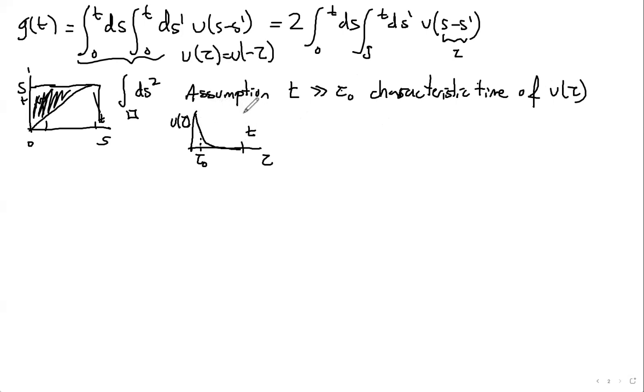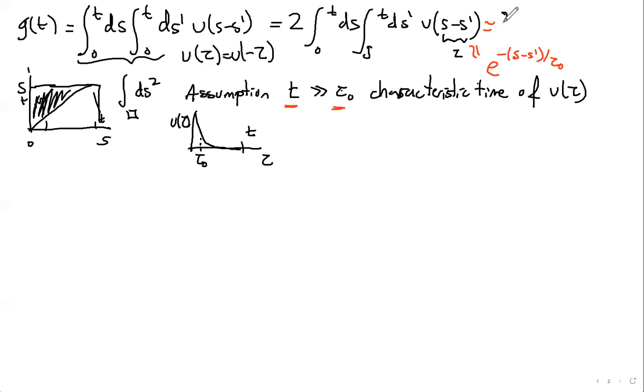So when you have something like this, I'm trying to follow the logic of the paper, but it's not so clear when you read it. This will be approximated like this: exponential of minus (s minus s prime) divided by tau 0. And then I will say t is much larger than tau 0. So I can change this integral, as an approximation, to the integral from 0 to infinity.